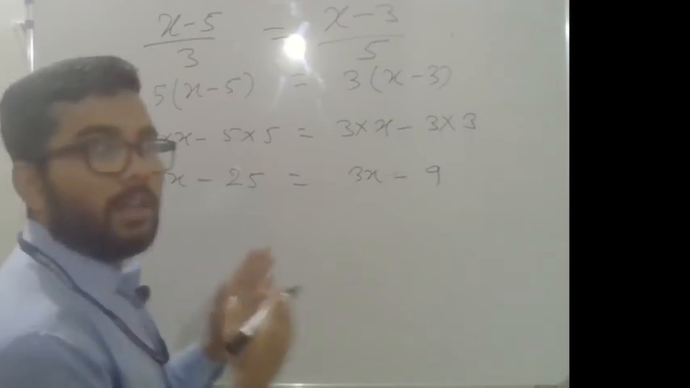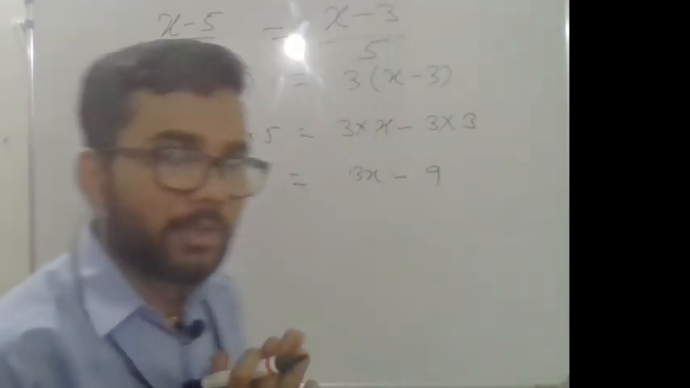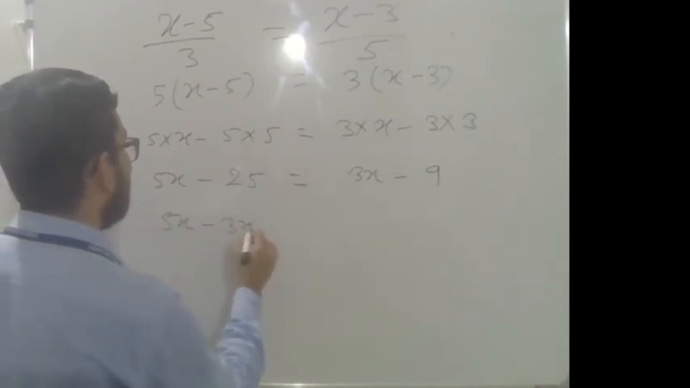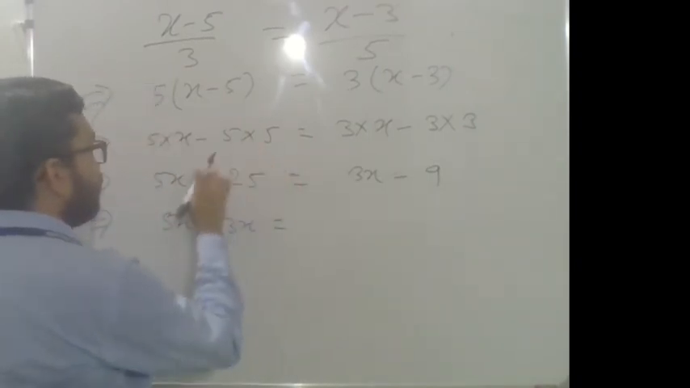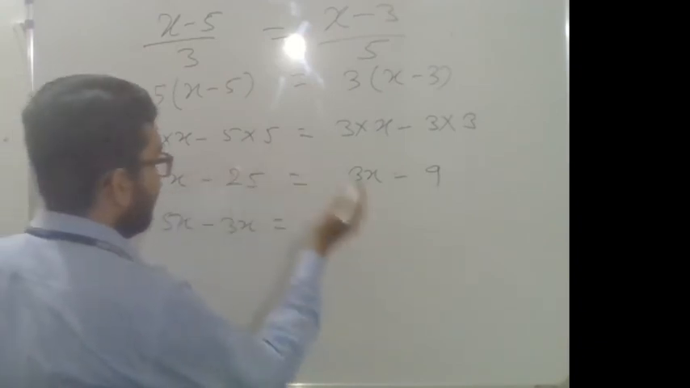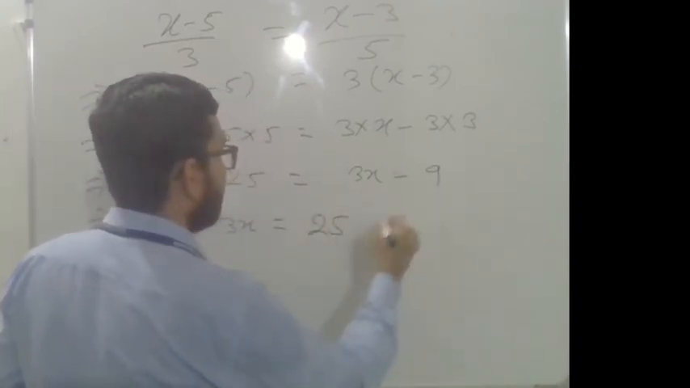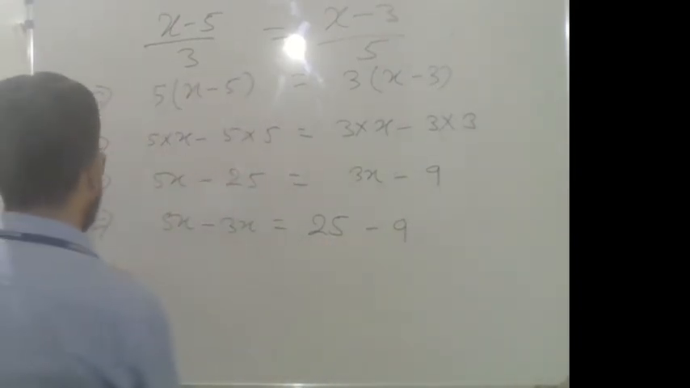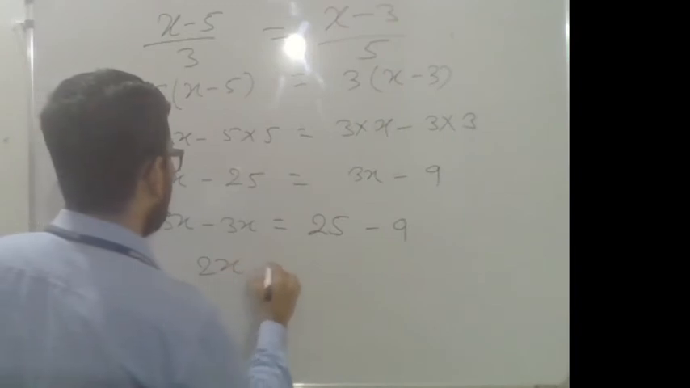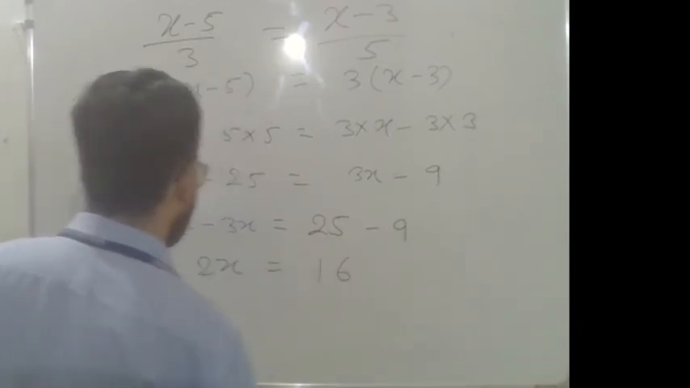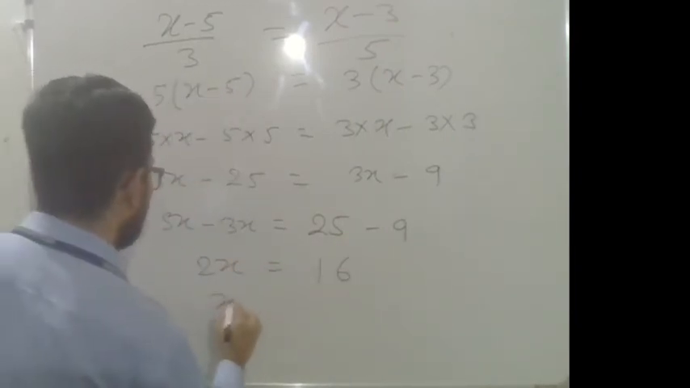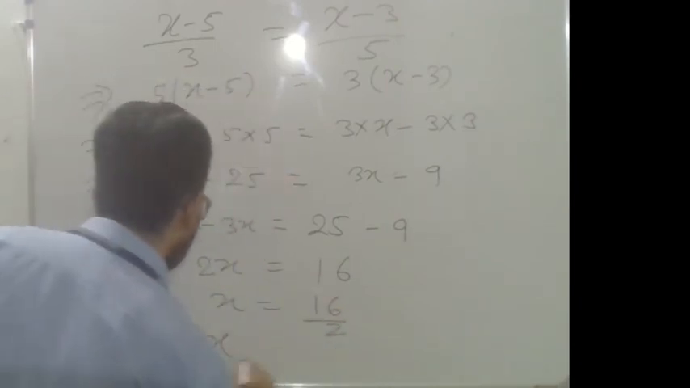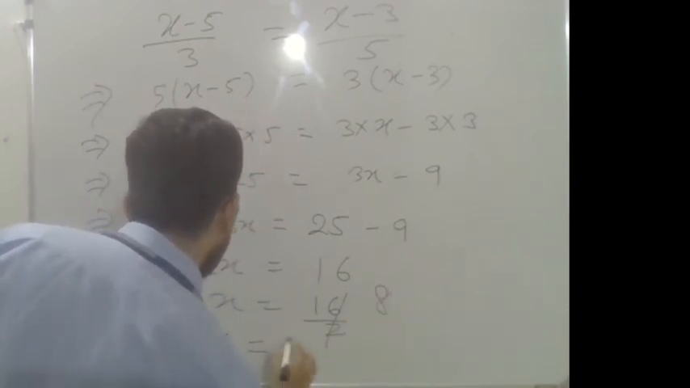Now transpose all the variables to the same side. On the LHS, 5x minus 3x is equal to minus 9 plus 25, after transposition. 5x minus 3x, you will get 2x. 25 minus 9, you will get 16. X is equal to 16 upon 2. When you cut it, you will get x is equal to 8.